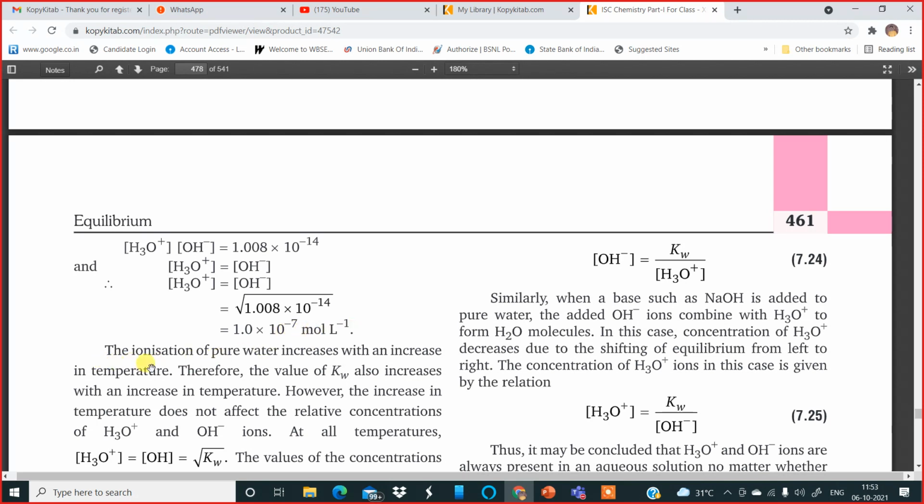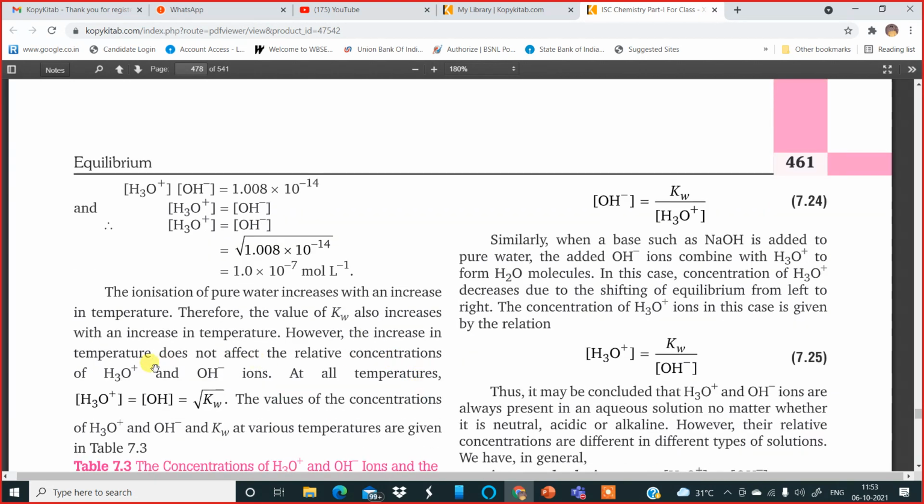The ionization of pure water increases with an increase in temperature. Please underline this on page 461. The ionization of pure water increases with an increase in temperature. With a rise in temperature, the ionization becomes higher. Therefore, the value of KW also increases with an increase in temperature. However, the increase in temperature does not affect the relative concentration of hydronium and hydroxyl ions. So, at all temperatures, note that concentration of hydronium ion and concentration of hydroxyl ion is equal to root under KW.